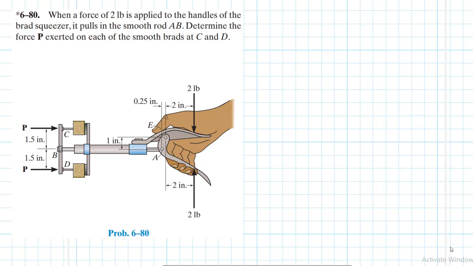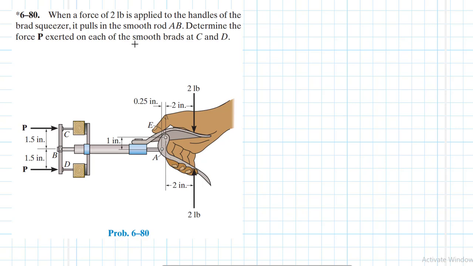The problem reads: when a force of 2 pounds is applied to the handles of the brad squeezer, it pulls in the smooth rod AB. Determine the force P exerted on each of the smooth brads at C and D. This problem is coming from the Engineering Mechanics Statics textbook, 13th edition by R.C.